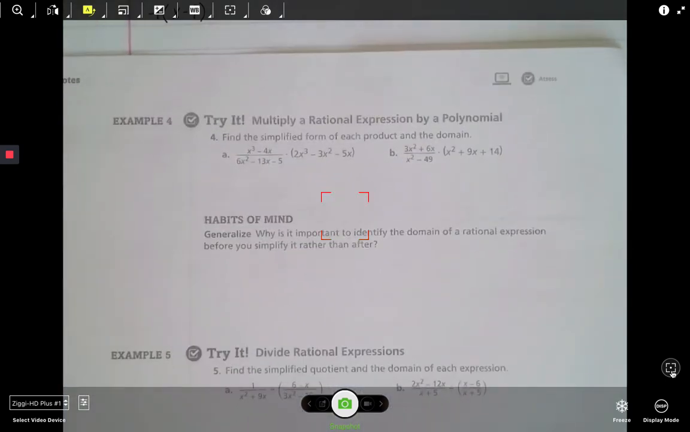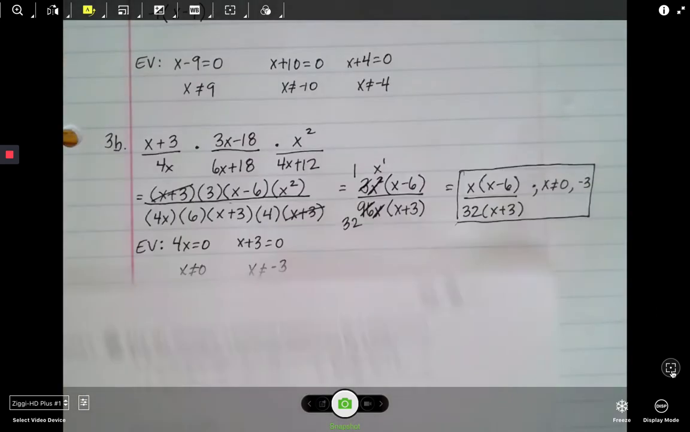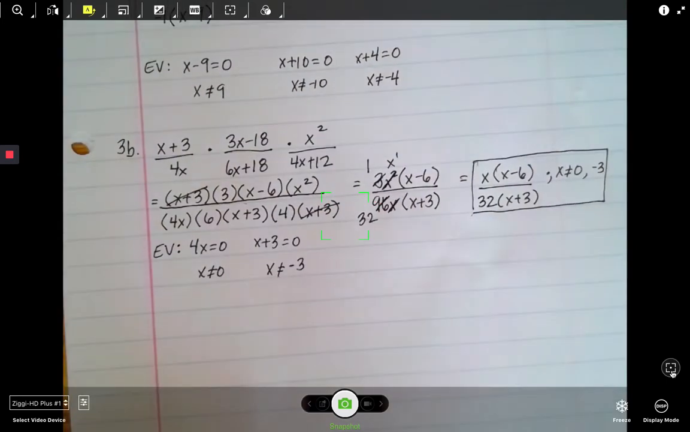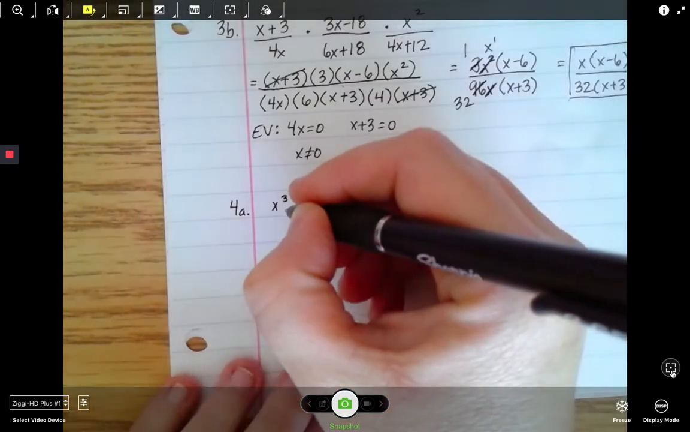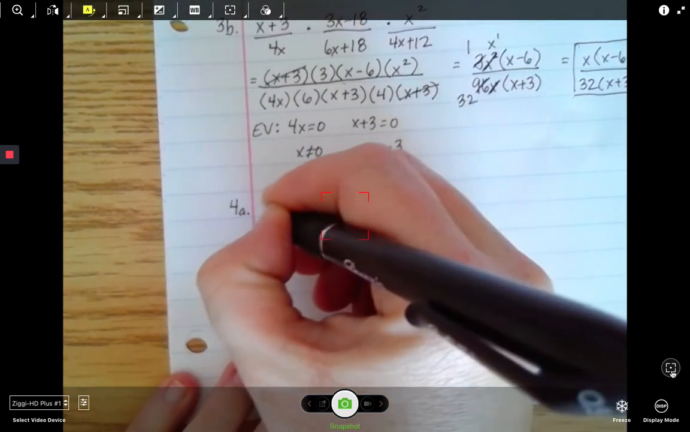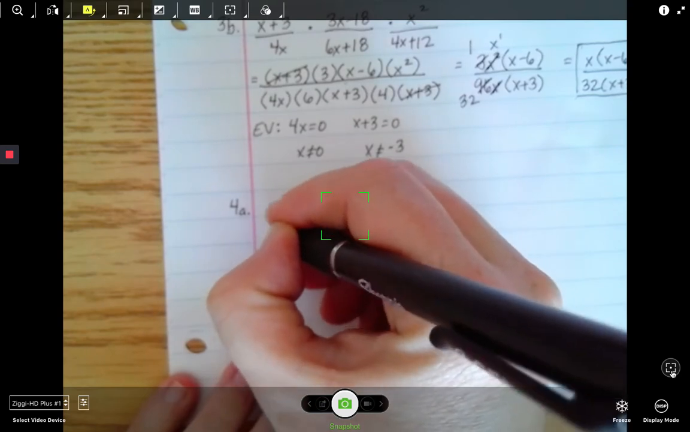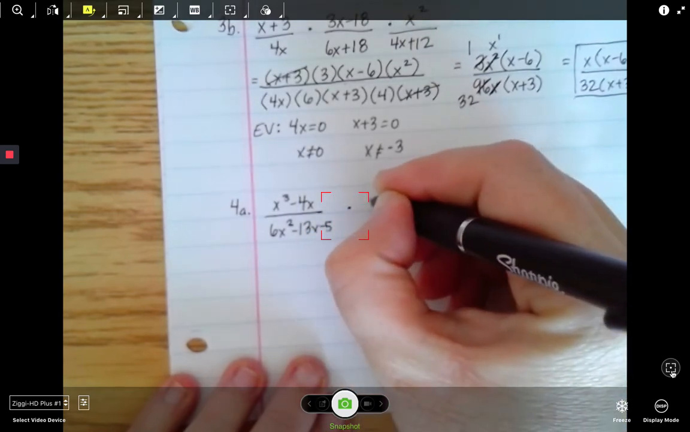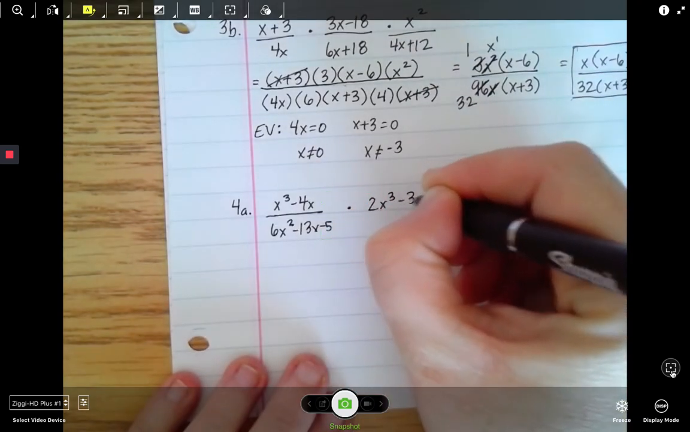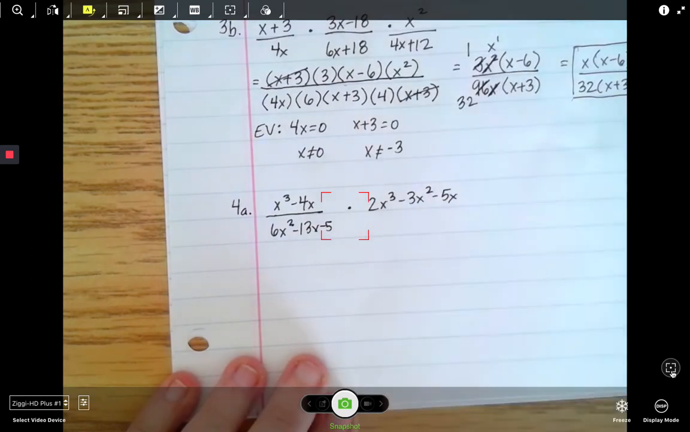Alright. Example 4 says, find the simplified form of each product and the domain. So same thing that we were just doing, except for just a little bit more factoring on this one. So 4a, I've got x cubed minus 4x over 6x squared minus 13x minus 5 times 2x cubed minus 3x squared minus 5x.